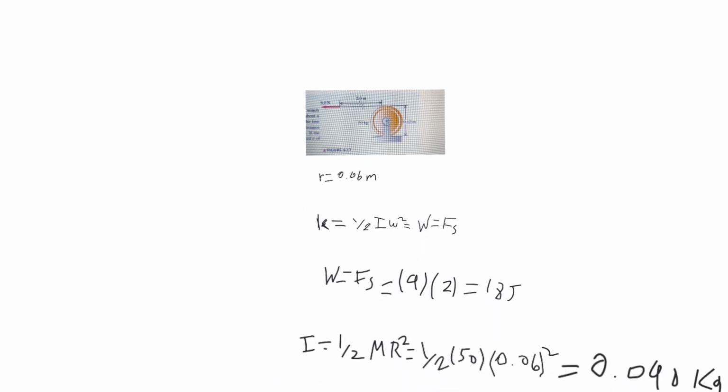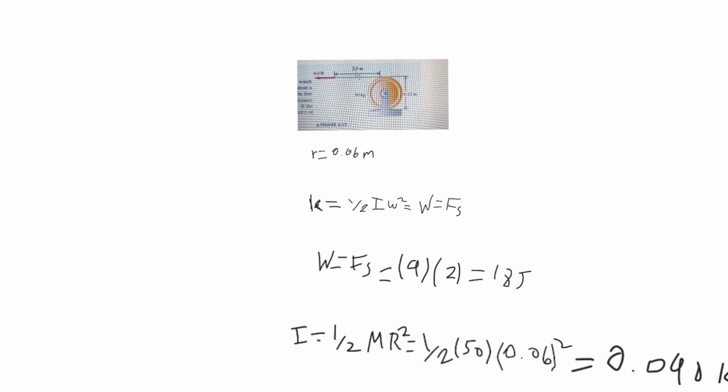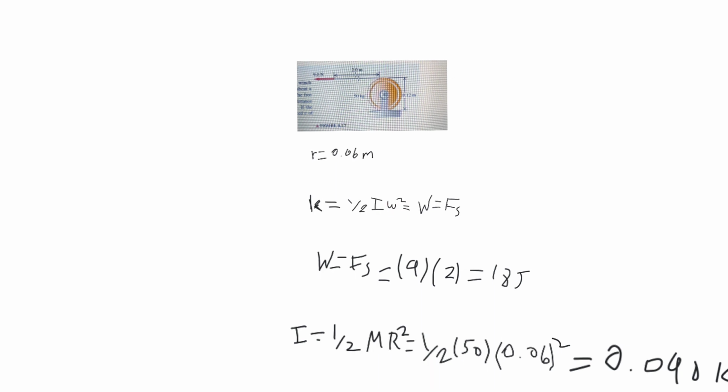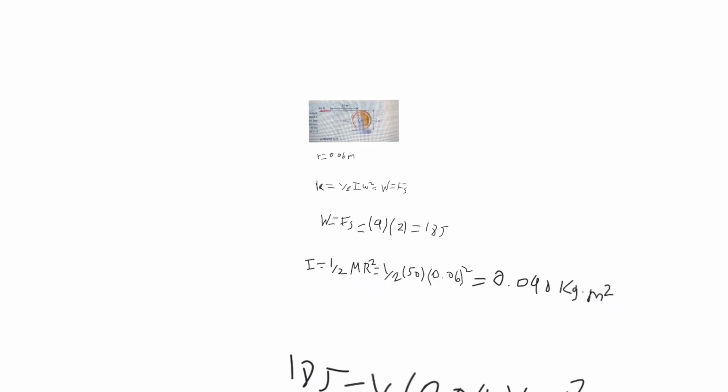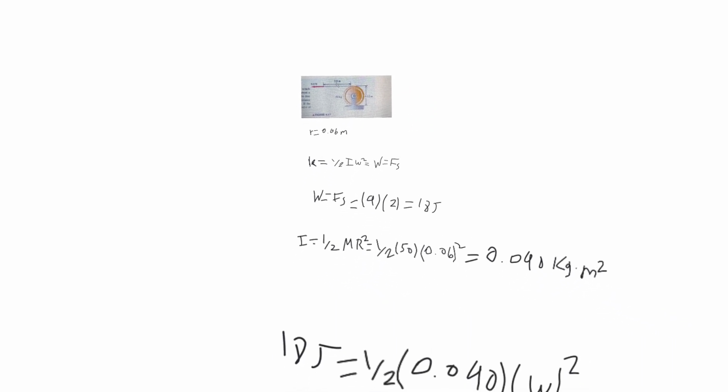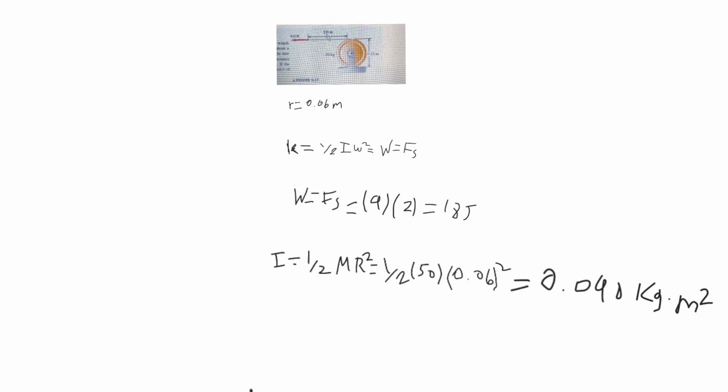Okay, so first we're trying to find angular velocity. So we're gonna have to use an equation where we have angular velocity. We can use kinetic energy, which is half the moment of inertia times the angular velocity squared. And we know that this is equal to the work that's done in this situation, which is also equal to the force times the distance that it gets unwound.